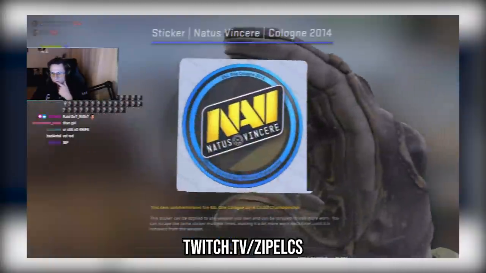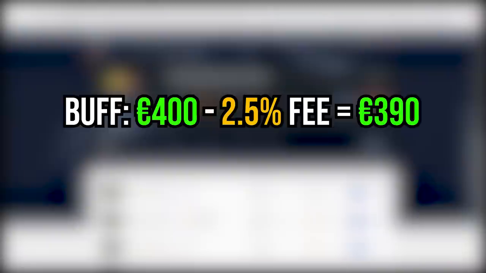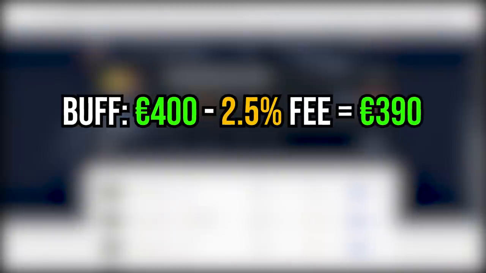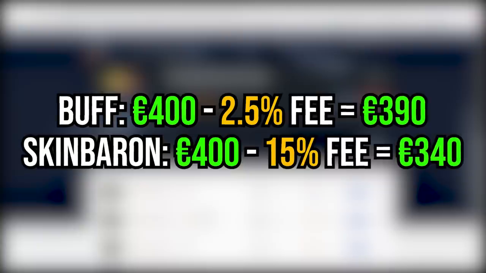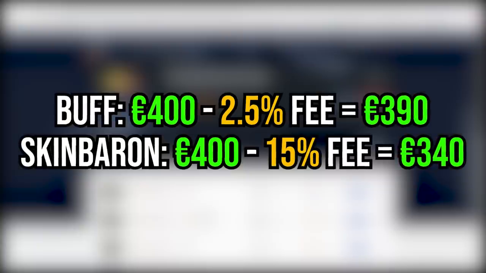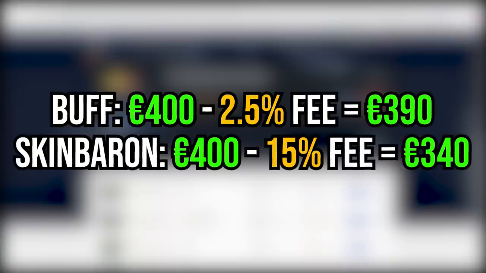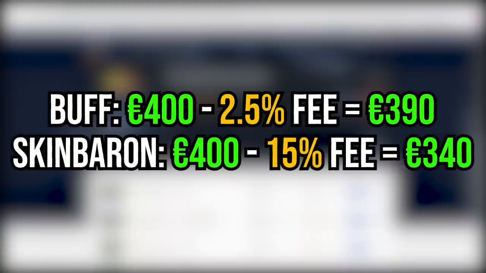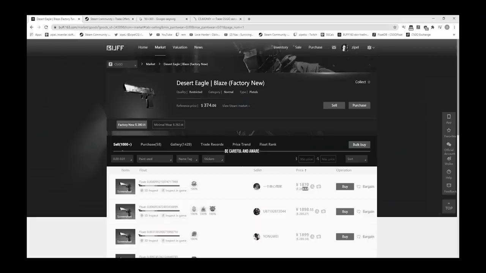For instance, if an item on Skinbaron is listed for 400 euro and the same item costs 400 euro on Buff, which operates with a 2.5% fee compared to Skinbaron's 15% fee, you're actually only getting 85% of the 400 euro once sold. And due to that commission, you may want to list your item a bit higher if you aren't satisfied with getting 85% of the skin's actual cash value. Therefore, always factor in fees on sites when selling your skins to make up for the commission.